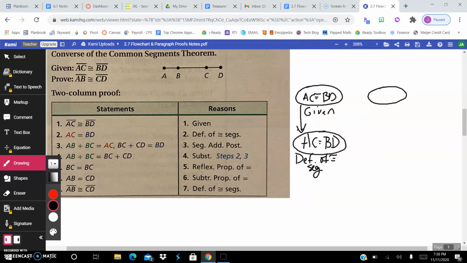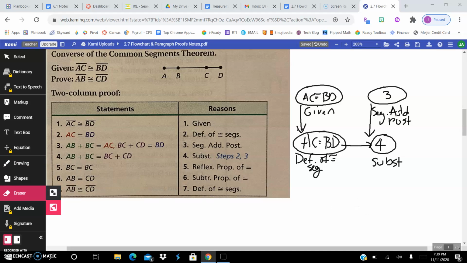Then we're going to come back up here, and I'm going to just start writing the numbers out of the 2-column proof because I'm going to run out of room over here to fit everything. And that is because of the segment addition postulate. And then that's going to go down here to take us to number 4. And number 4 says AB plus BC equals BC plus CD, and that's because of substitution. And it says over there because of steps 2 and 3, so they're taking things from 2 and 3 and substituting them in. If AC is equal to BD, then we can replace AC with BD, or we can replace BD with AC. So 2 and 4 are connected, and then 3 and 4 are connected.